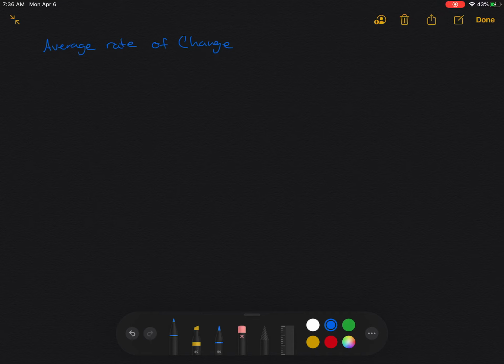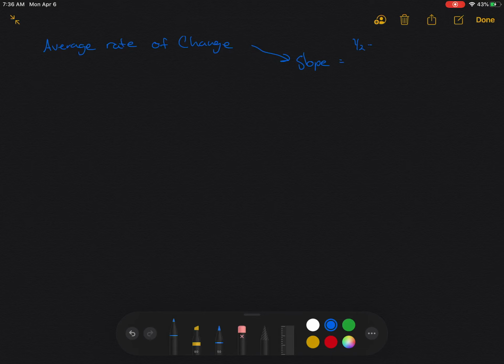So, we're going to dive right in. Today it's just some example problems, getting our feet wet. The big thing to remember is slope. I want to talk about slope because that is what average rate of change is. It's the slope of something.